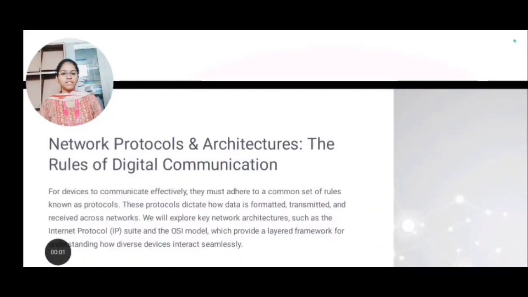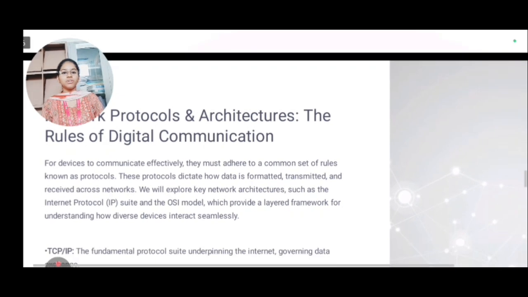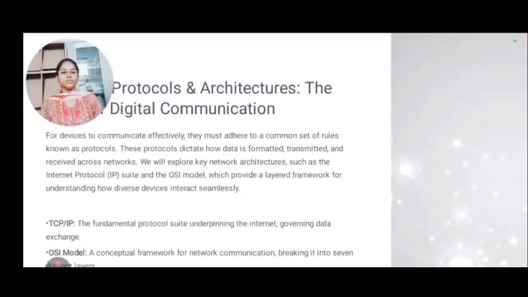Hello all, I'm Sabrita and I'm going to talk about network protocols and architectures, the rules of digital communication. For devices to communicate effectively, they must adhere to a common set of rules known as protocols. These protocols dictate how data is transmitted, transferred and received across networks.